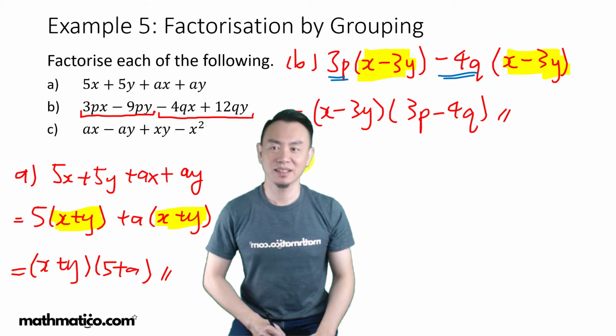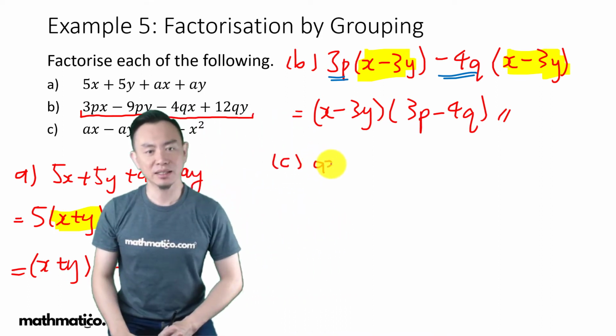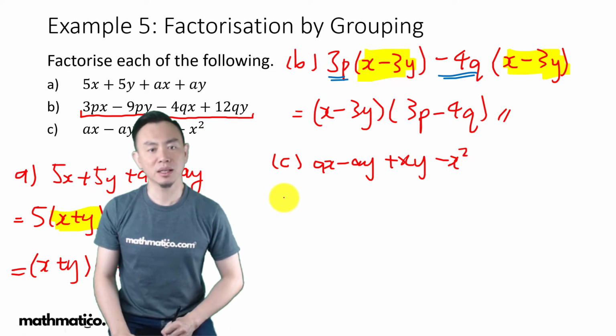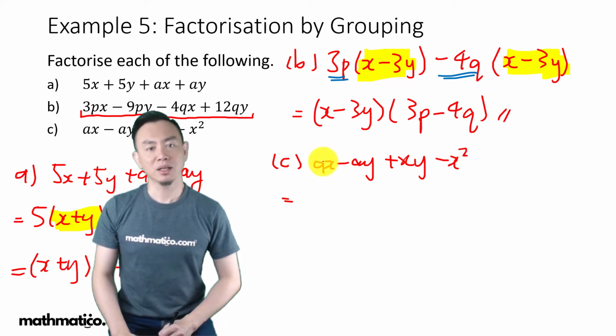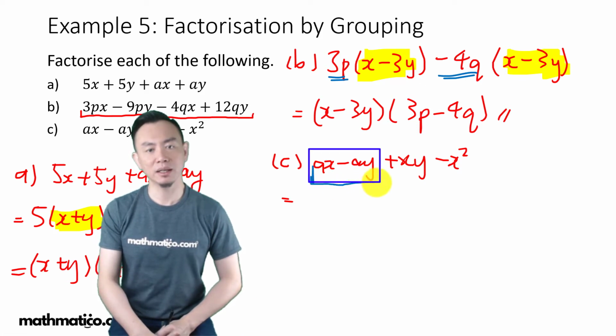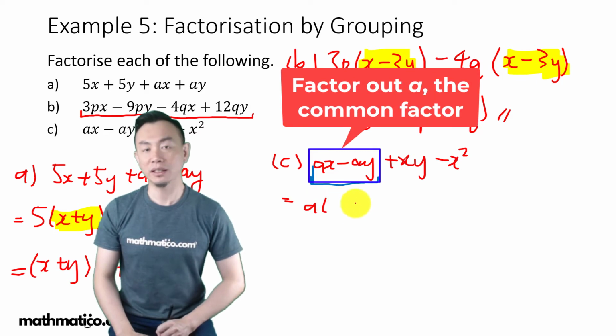Part C, we have ax minus ay plus xy minus x squared. This is a little bit different in the sense that you have this x squared term, but it's the same. So we identify our first pair, it is ax minus ay. We factorize it. We factor out the a, and you have x minus y.